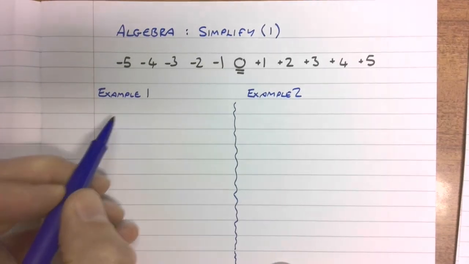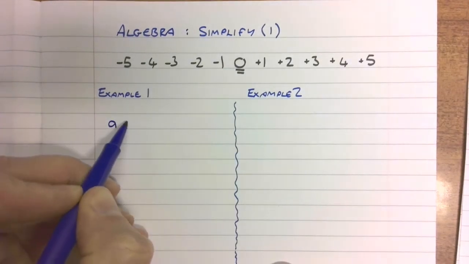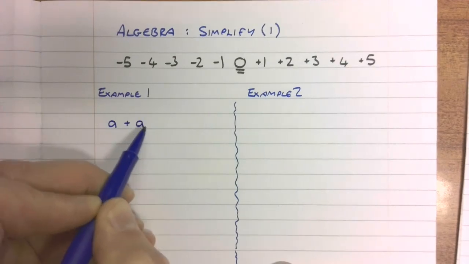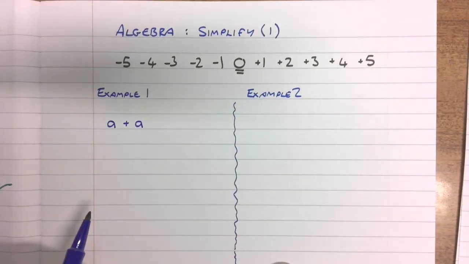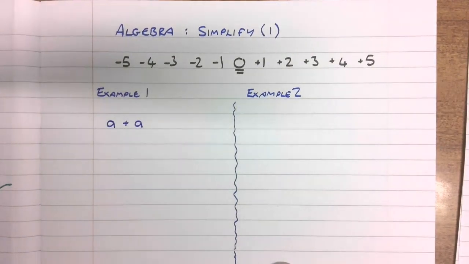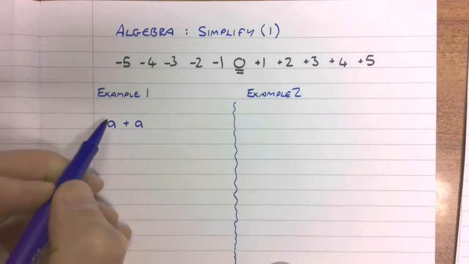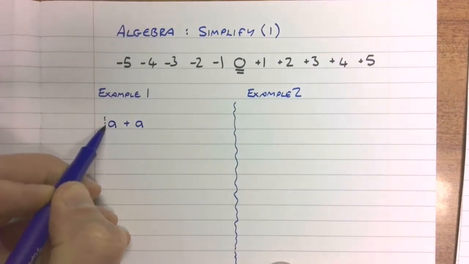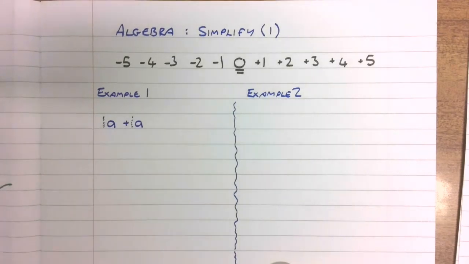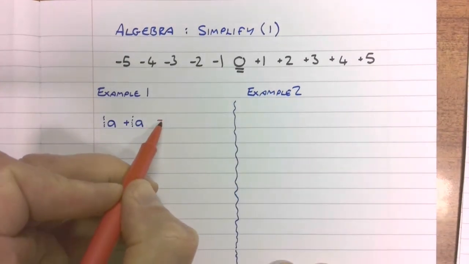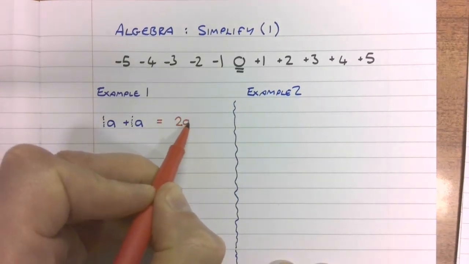So if we had A plus A, okay? When we talk about algebra, what we don't tend to do, because I think we're a bit lazy as mathematicians, is write things like ones in front of the A. So what we really mean here is 1A plus 1A. Okay, 1A plus 1A, so it's like 1 apple plus 1 apple. How many apples are in the fruit bowl? We've got 2 apples, haven't we?